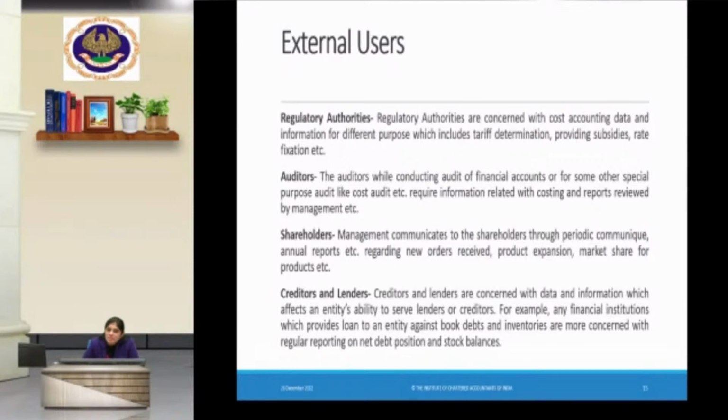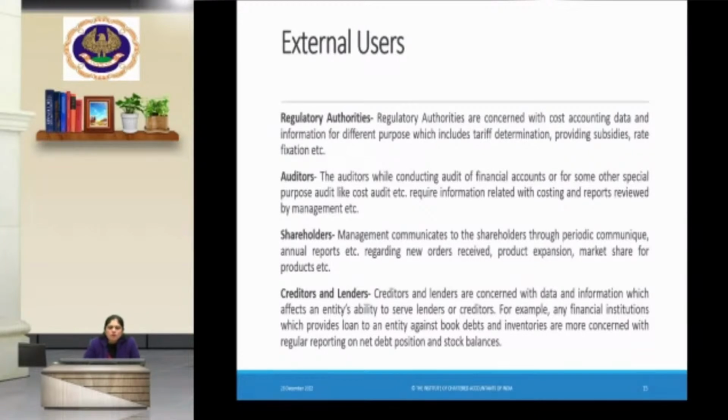Providing subsidies. So the government basically gives subsidies to many factories, many organizations, many companies, and many industries. So cost accounting data actually helps the government to decide, okay, this industry will get this much subsidy. So let us say they don't have funds, but they need funds. So the government gives subsidies to the industries also. So their cost accounting data is relevant for the government to decide how the company is going, rate fixation, etc.